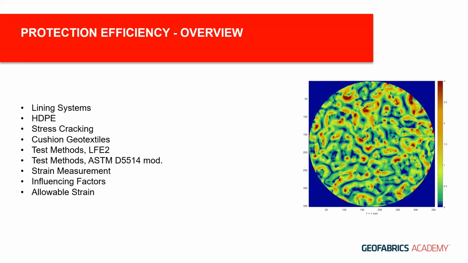So we will discuss the various types of cushions, as not all nonwovens are the same. A focus on this presentation will be on two protection efficiency methods, the European LFE2 or the ISO method, and the modified ASTM-D 5514 method that is routinely used here in Australia. There will be discussion on the various strain measurement techniques and a section on influencing factors on the strain response. And we will finish the session with a discussion on allowable strains prescribed in design of these systems.